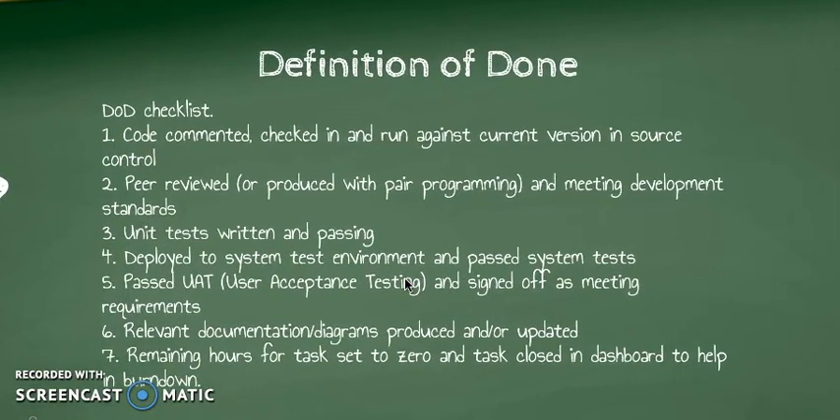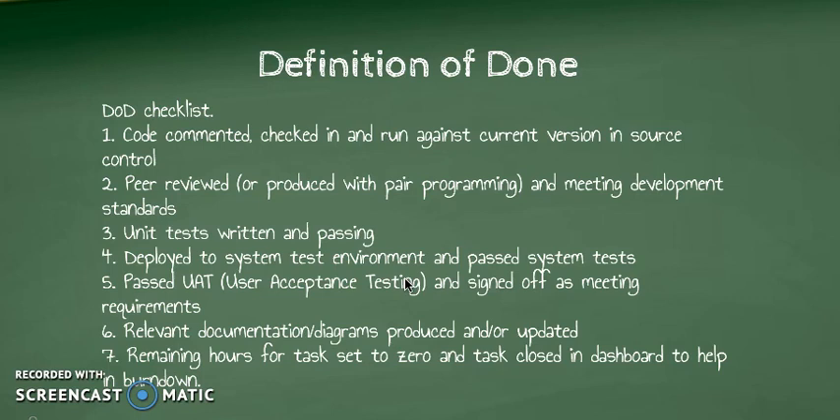So you can see in this slide, we have some checklist. On the basis of that we can say yes, we achieved a definition of done here. The points are, the code is commented and checked in and run against the current version in source control. The next point, peer reviewed. It's a very important thing, so that we can check whether we follow all the process in terms of development standard, because every product or every organization has some development standard, so we check whether we meet that standard or not. That is done in a peer review only.